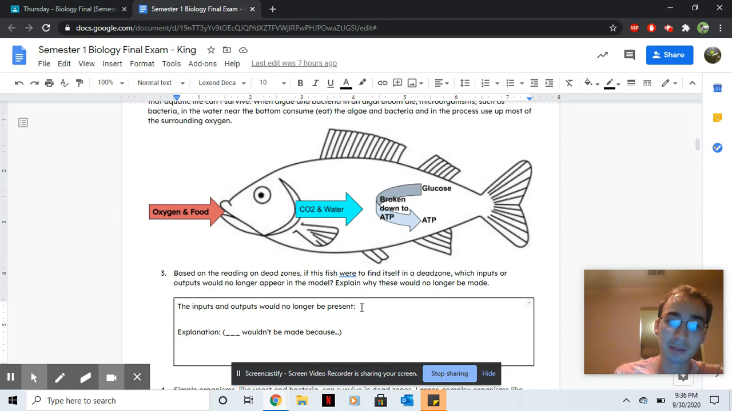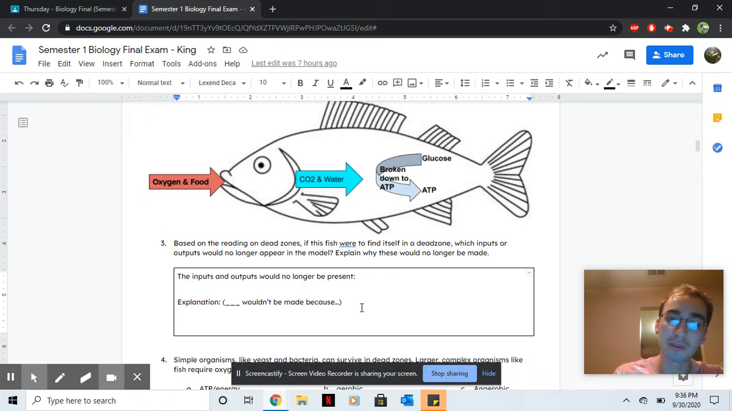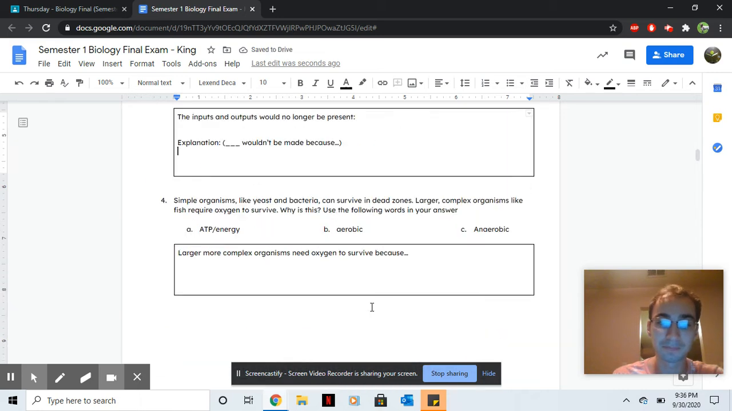So here, based on the reading, if this fish were to find itself in a dead zone, what inputs or outputs would no longer appear in the model? Explain why these would no longer be made. So you tell me which input or output wouldn't be available, and then you'll explain why.